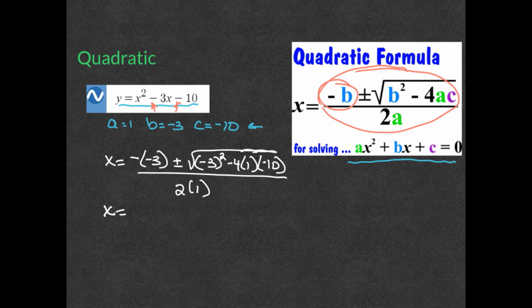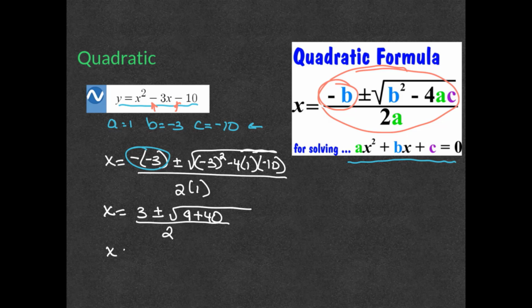So now I'm just going to go ahead and solve through it. I'm going to say 3, because that is what this would be once I distribute the negative. Then it's going to be plus or minus. Underneath we will have 9, because -3 squared is 9. Then -4 times 1 times -10 is a positive 40, plus 40. And it's going to be all over 2, okay?